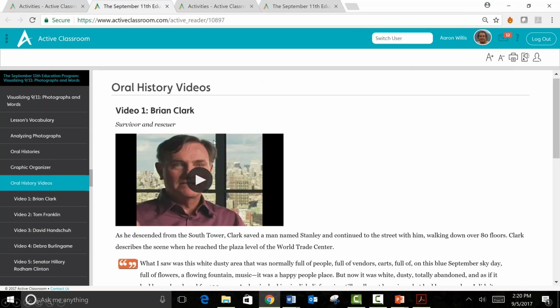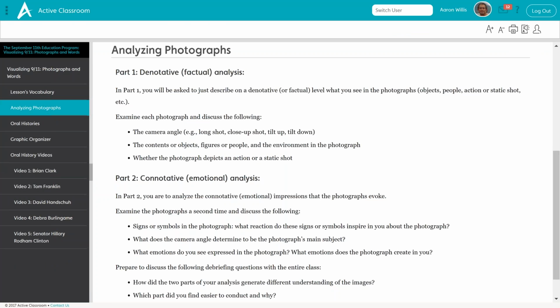One, they're going to get videos of actual people involved in that day, and here's Brian Clark, who's a survivor who I think was on the 83rd floor of the South Tower and descended all the way down and was able to escape with only minor injuries, and he talks a little bit about what that experience was like. So students are able to gather information from that as well. And then they analyze photographs, and they're able to compare the difference between what it means to gather information from a video or from first-person narratives, and then what it means to look at primary source documents, these photographs from the period.